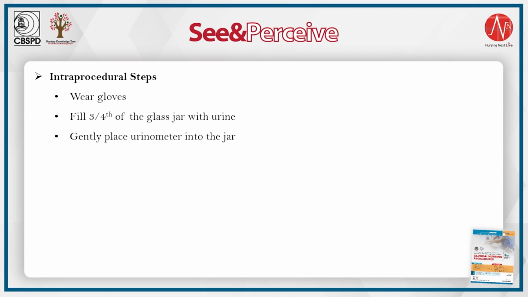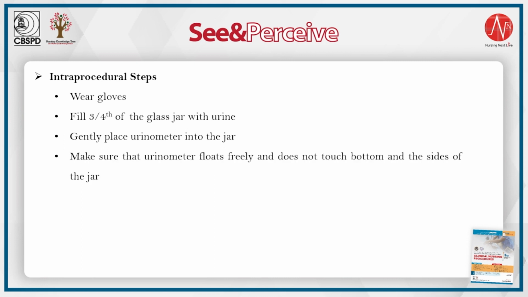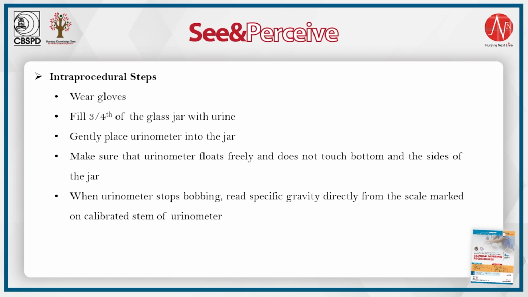Gently place urinometer into the jar. Make sure that urinometer floats freely and does not touch the bottom and the sides of the jar. When urinometer stops bobbing, read specific gravity directly from the scale marked on the calibrated stem of urinometer. Read scale at the lowest point of meniscus to ensure an accurate reading at eye level.